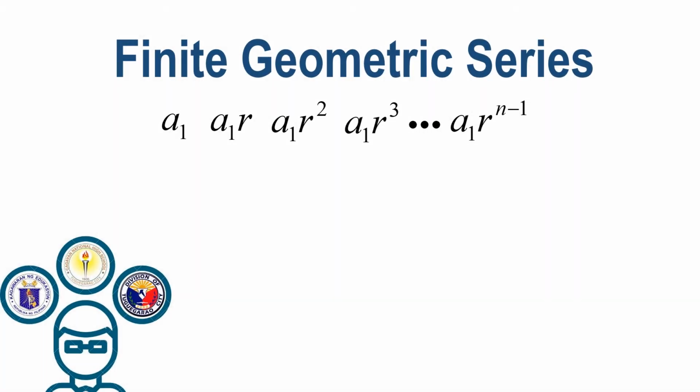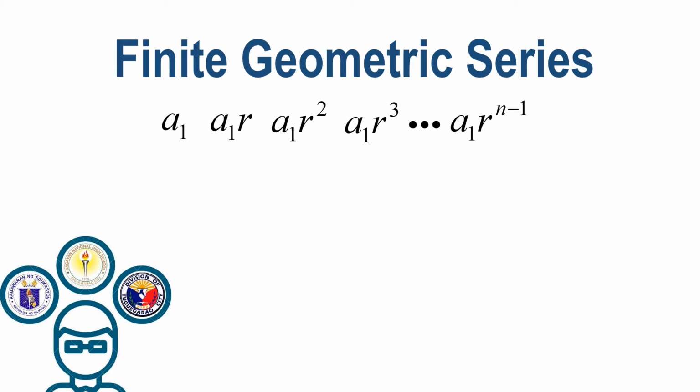Say for example, these are the terms of a finite geometric sequence. We have a sub 1 as the first term, a sub 1 r as the second term, a sub 1 r squared as the third term, a sub 1 r cubed as the fourth term, until a sub 1 r raised to n minus 1 as the last term of this geometric sequence.